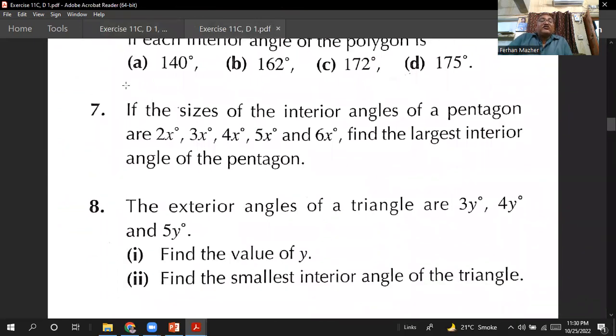Now we are going to the next question. The next question is question number 7 from exercise 11C from the book D1, New Syllabus Mathematics 7th edition. If the sizes of the interior angles of a pentagon, a 5-sided polygon, are 2x, 3x, 4x, 5x, and 6x, find the largest interior angle of the pentagon. Very simple, straightforward question.